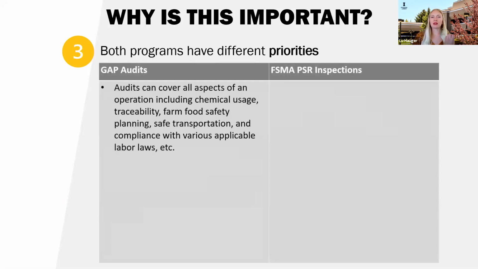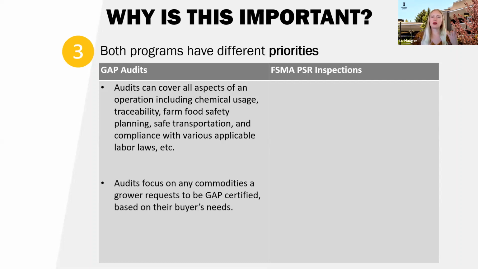So GAP audits can cover all aspects of an operation, including chemical usage, traceability, farm food safety planning, safe transportation, and compliance with other applicable laws like labor laws, et cetera. And audits can focus on any commodity that a grower requests to be GAP certified based on their buyer's needs. So they may have some things that are GAP certified because that buyer wants it to be GAP audited, and then other things that aren't because that buyer doesn't require it. It's a little bit of picking and choosing, and you can have anything GAP audited.